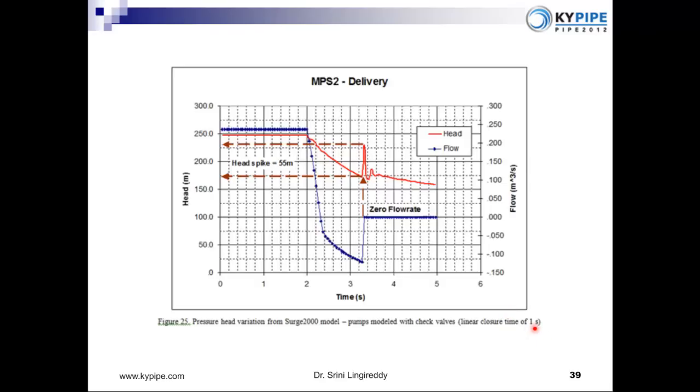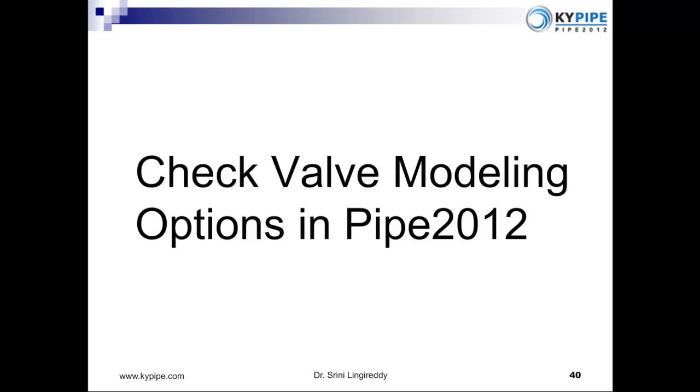So my assumption is fine. Okay, maybe I could even reduce this 1 second to a little less than that. Why would I want to do this? This pressure increase is a pressure wave, and it is going to affect the rest of the pipeline system. So I would still have to have a way of modeling the check valve, but the tools that are available right now are only linear closure and certain time for closure. So that's what I had to do.